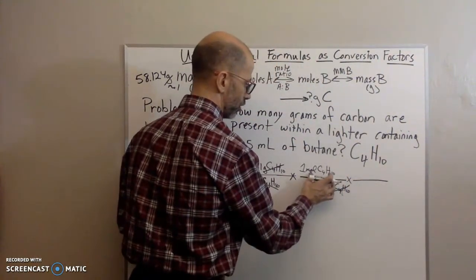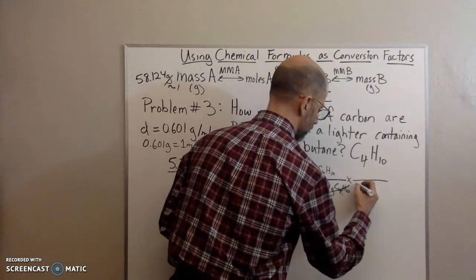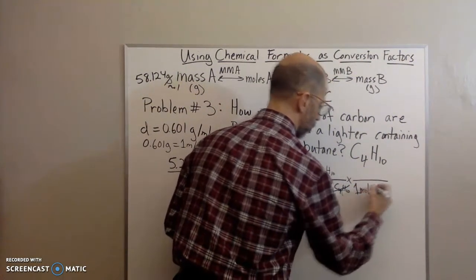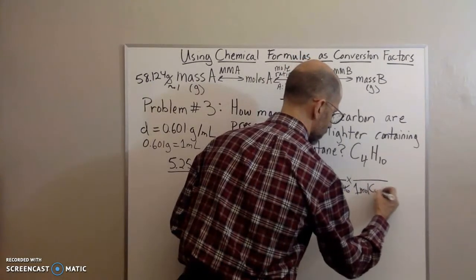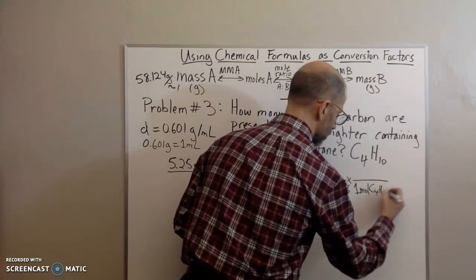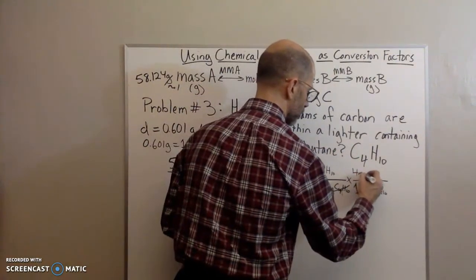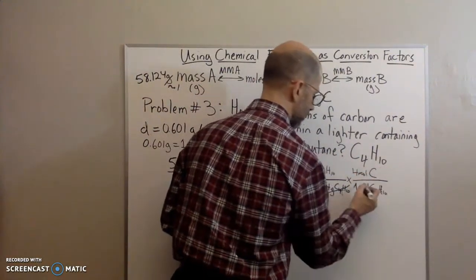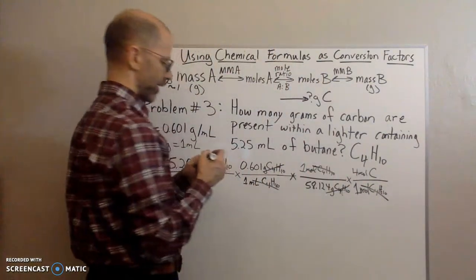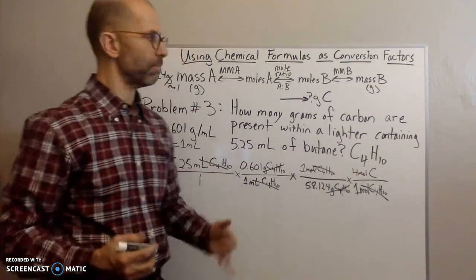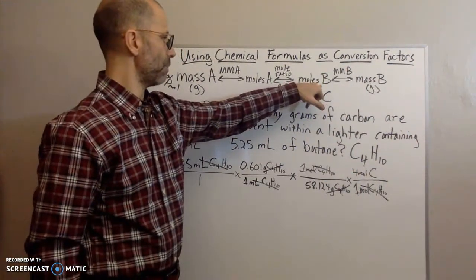So we have moles of butane on the bottom. So we're going to put 1 mole of butane, C4H10, and then we're going to put 4 moles of carbon on top. So the moles of butane cancel out. Now we have moles of carbon. So now we're here on our roadmap.